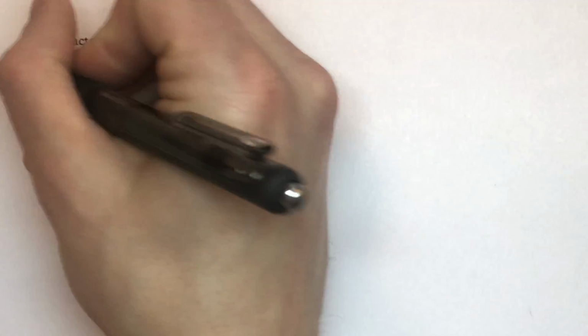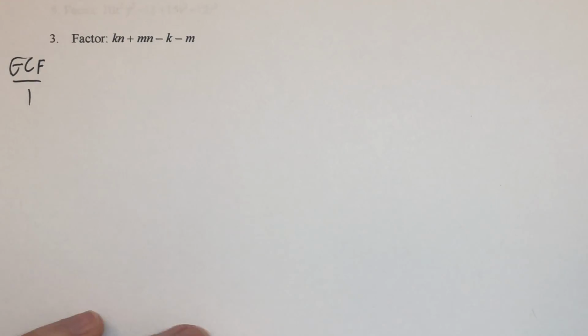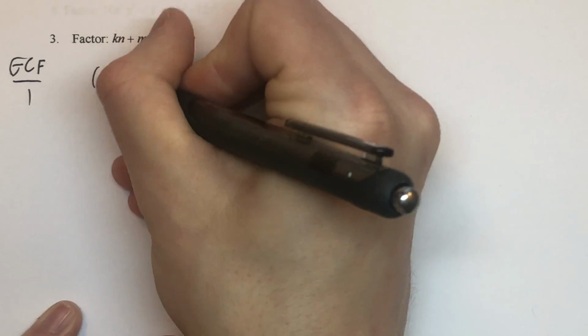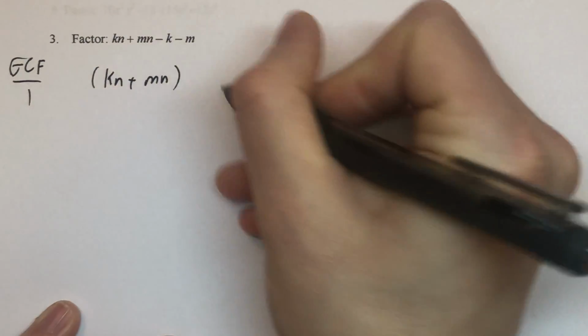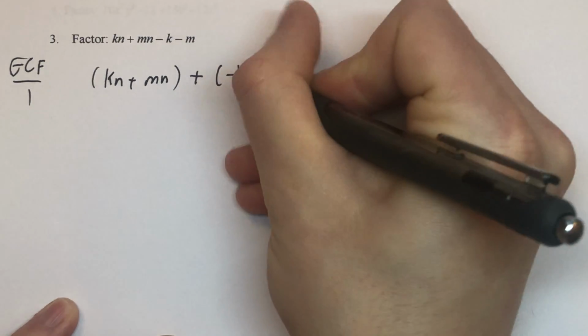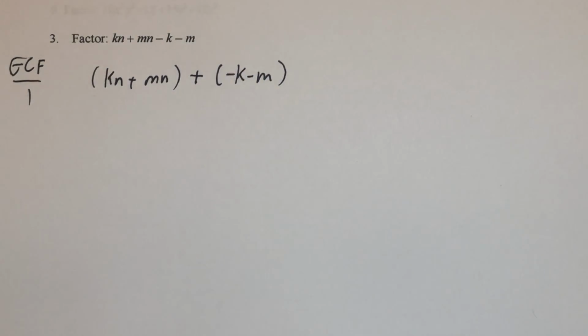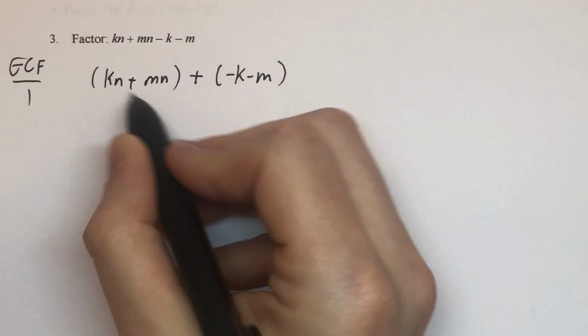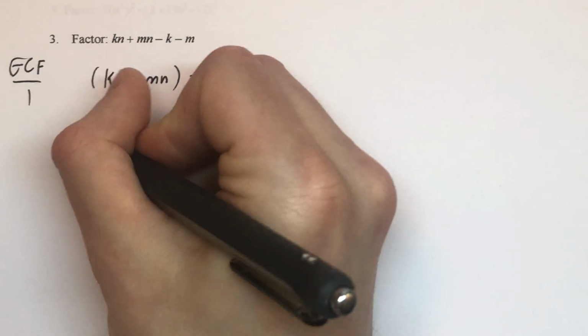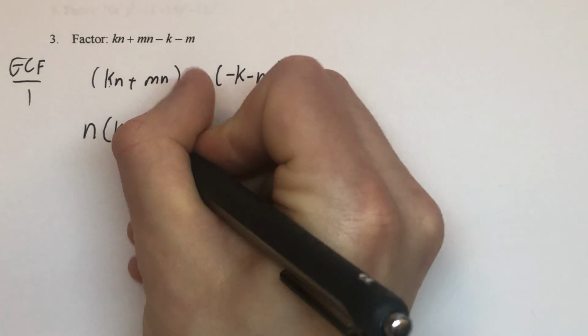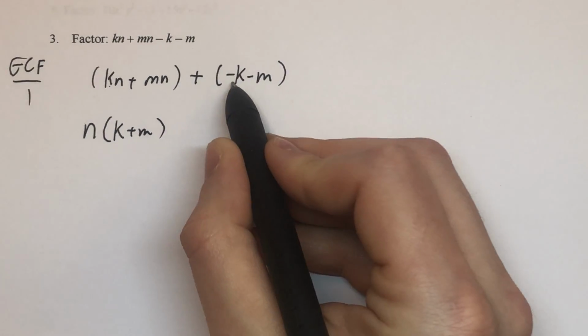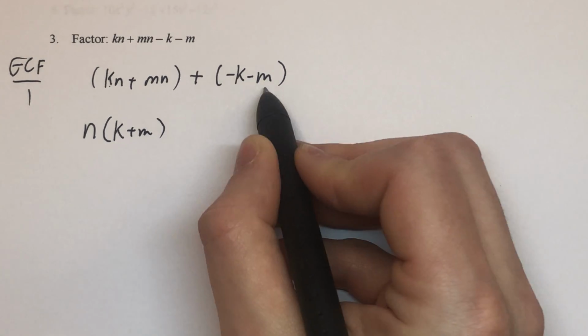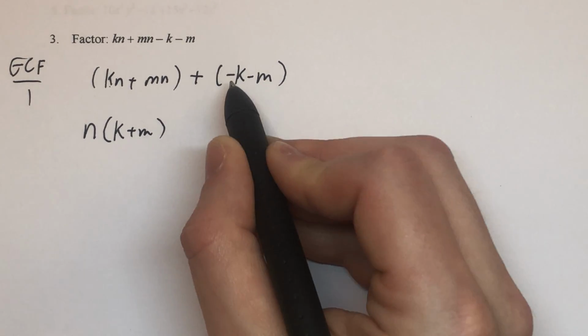4 terms, but first step, GCF. Nothing in common between all 4 terms, so GCF is 1, so moving on. Again two groups of 2, kn plus mn, always plus, and then put that negative on that k. Now, these 2 terms, they've got an n in common. Factor out the n, a k is left there, a plus m there, so k plus m. Over here, nothing actually in common between those 2 terms, but again, negative sign out front.